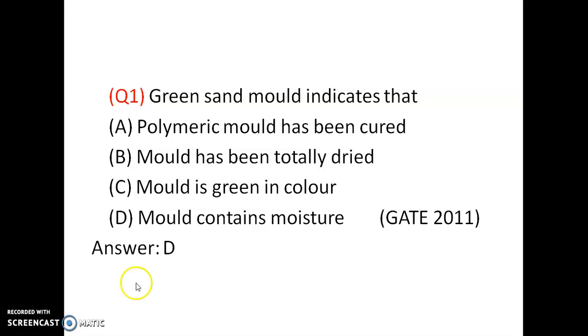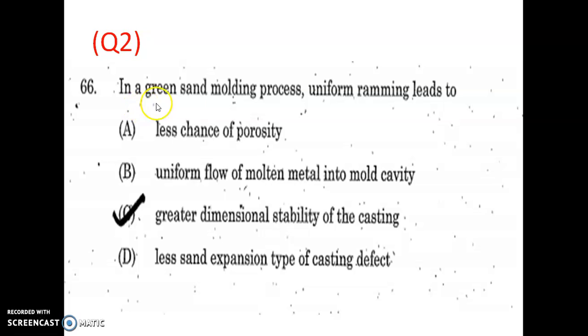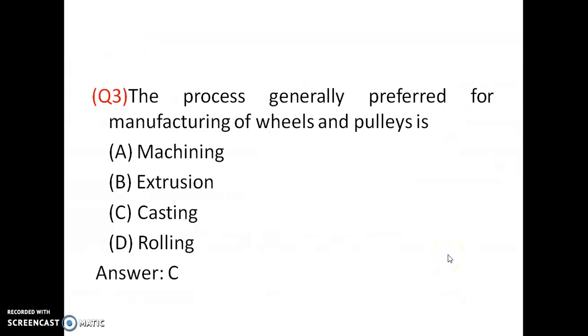Second question. In a green sand molding process, uniform ramming leads to less chance of porosity, uniform flow of molten metal into the mold cavity, greater dimensional stability of the casting, or less sand expansion type of casting defect. So the option is greater dimensional stability of the casting. Uniform ramming leads to greater dimensional stability of the casting.